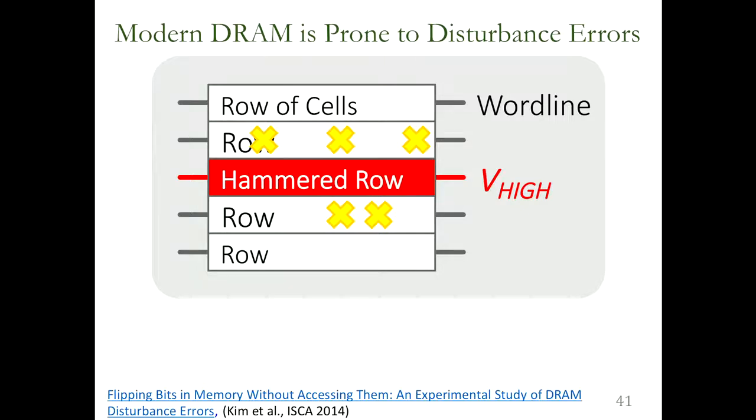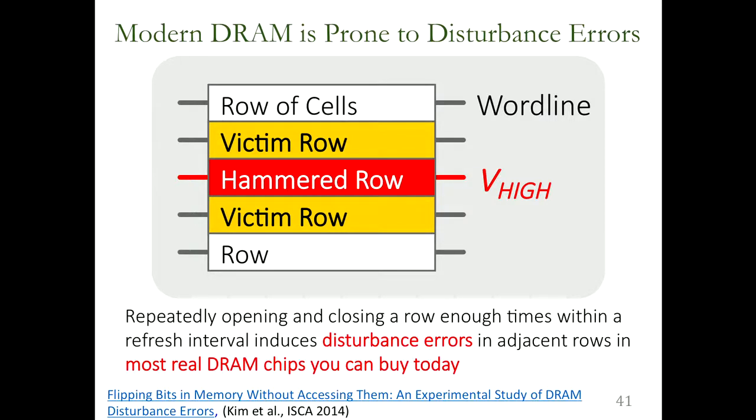So we call this the hammer row when we discovered the problem, and we call these the victim rows. Basically, you're victimizing some rows in DRAM. It turns out, repeatedly opening and closing a row enough times within a refresh interval induces this sort of error. They're disturbance errors, and we'll talk about why these happen a little bit, in adjacent rows, in most real DRAM chips you can buy today.